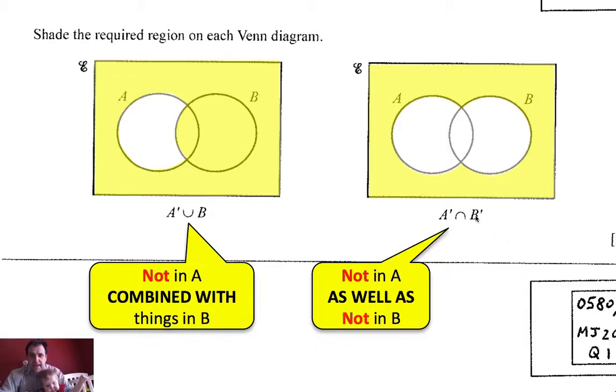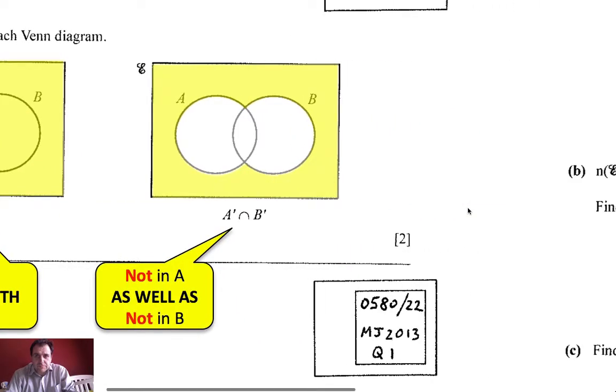And then this one, A dash intersection B dash. This is a bit like the last question. So A dash is everything outside A. B dash is everything outside B, and then the intersect sign means that it's got to satisfy both of those, so it's got to be not in A as well as not in B. Okay, so that's everything I've shaded yellow there. Next question.